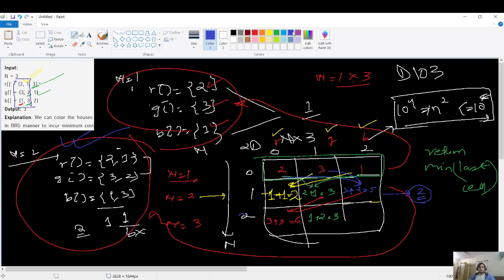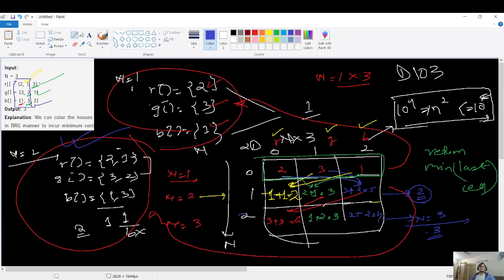Again for blue, the last value of blue is 2, as you can see in this array, and the minimum for the rest is 2 and 3 from R and G, right? So it will be 2 plus 2, that is 4. And since we are at this third row, this is the answer for n equals 3, right? So return the minimum of these three cells. What is the minimum here? 6, 3 and 4. The 3 is the answer, right?